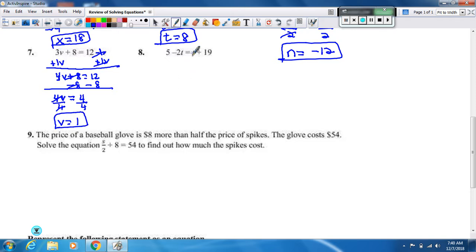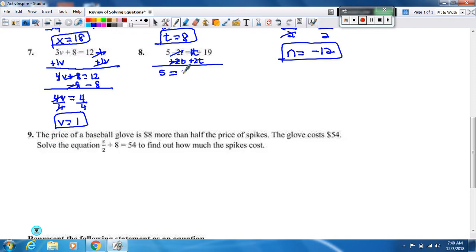Number 8, there is a 1 in front of this t here, so I'm going to make that a 1t. So I'm going to move the negative 2t because it's smaller than a 1t. So the opposite of negative 2t is a positive 2t. So I'm going to add 2t to both sides. Bring down the 5. Opposites cancel. Bring down the equal.